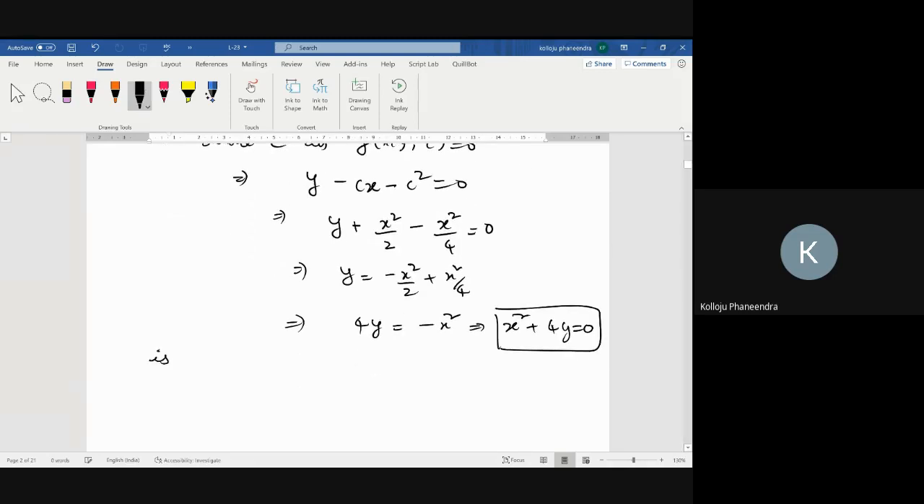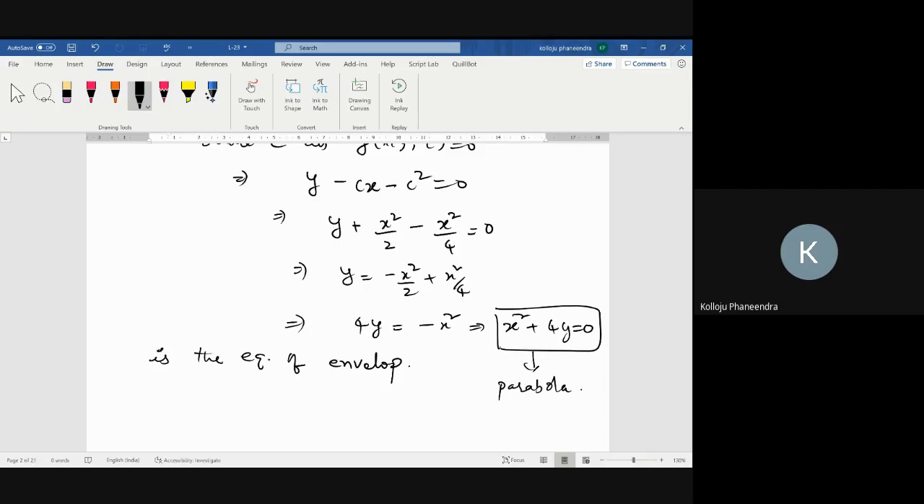X square plus 4y equal to 0 is the equation of envelope. And what is this? Nothing but x square equal to minus 4y. What is this? Parabola. So for a family of curves, straight lines, y equal to cx plus c square, the envelope is a parabola.